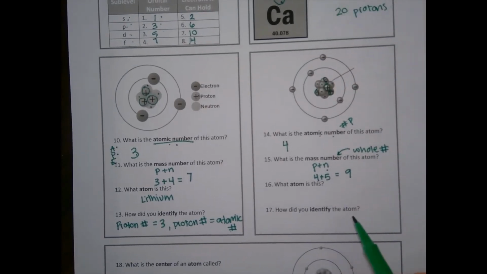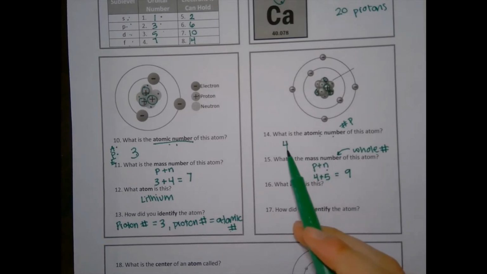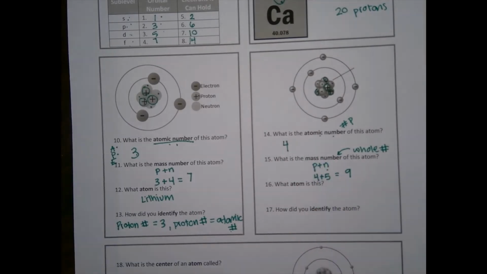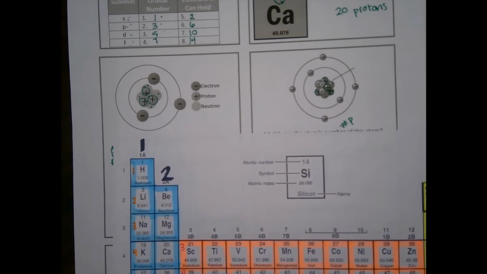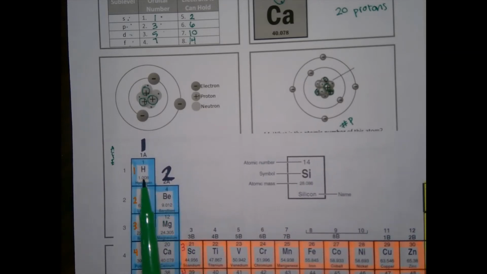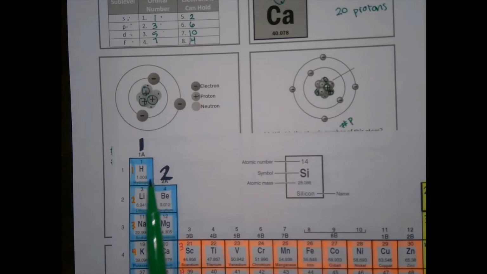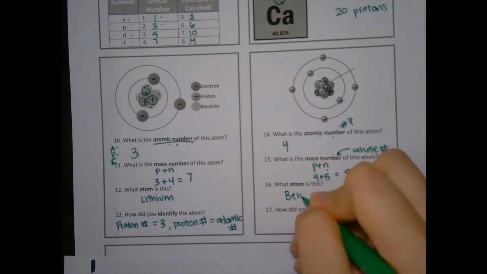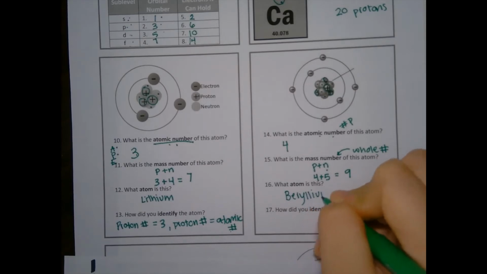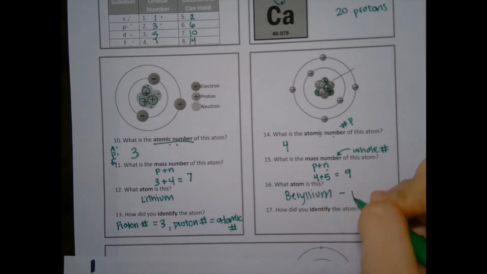What atom is this? Well, I know I have 4 protons. 4 is my atomic number also, and so now I'm going to go to my periodic table and find which element has atomic number 4. So that's a 1, that's my 3, that's my 4. So beryllium is atomic number 4, and I'm going to write beryllium.